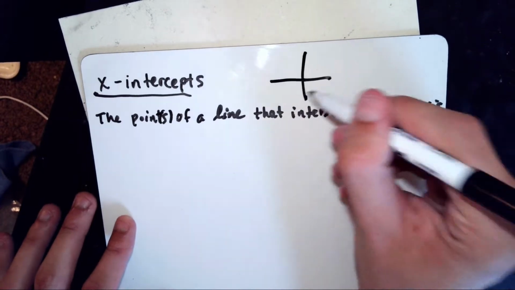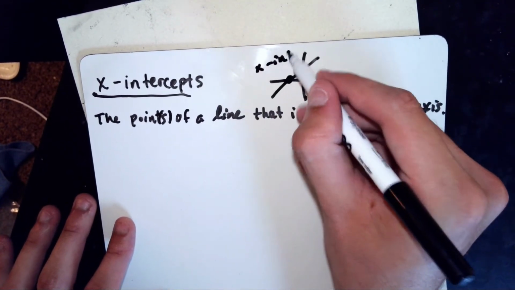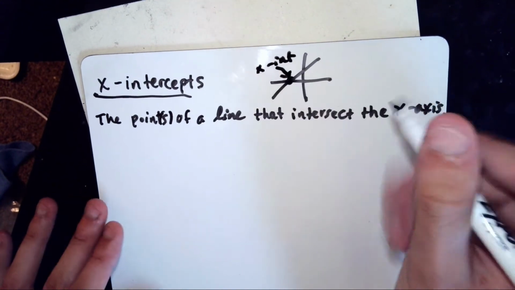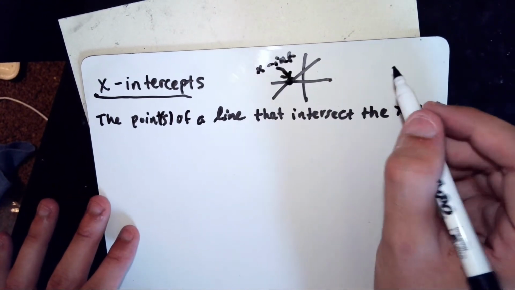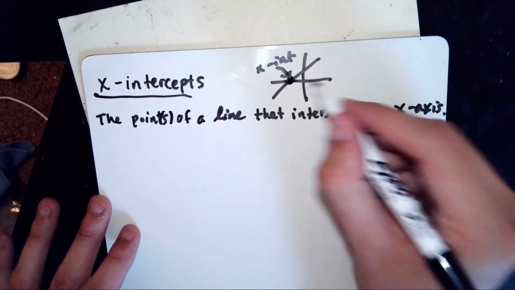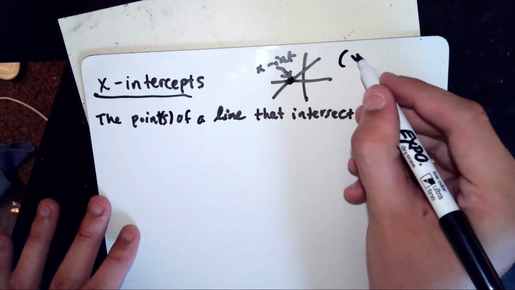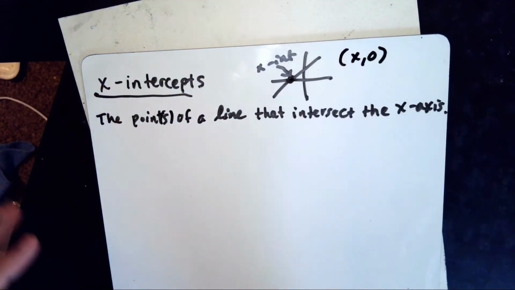So just with a picture, this right here would be the x-intercept. And for that x-intercept, notice the y-coordinate would be 0, and the x-coordinate is some value. I'll just say x comma 0.